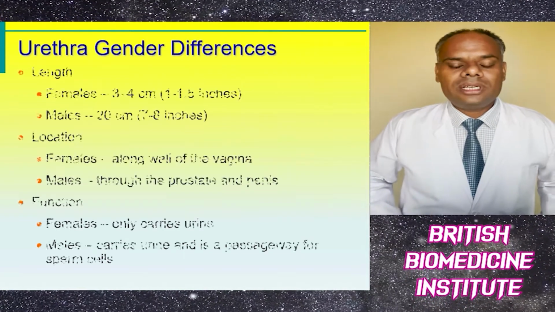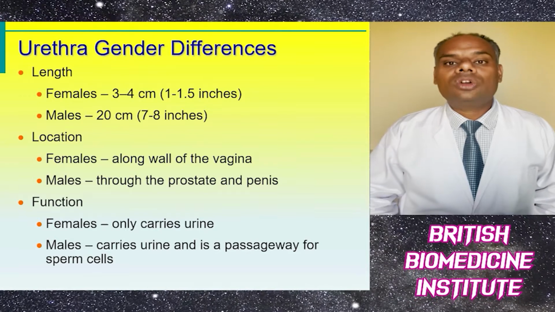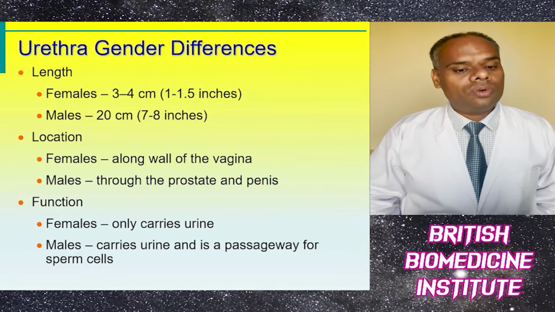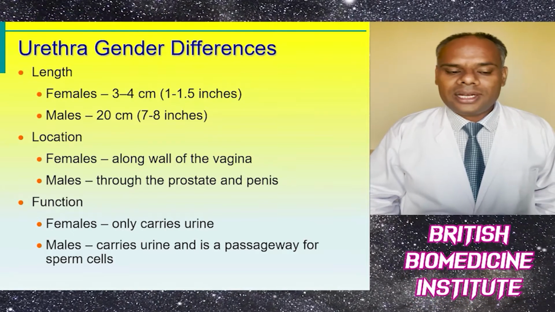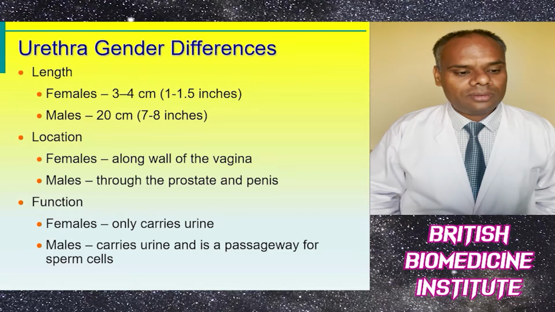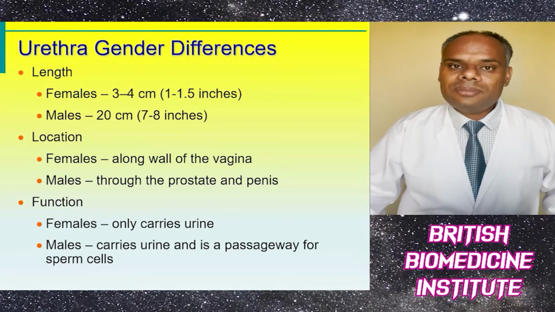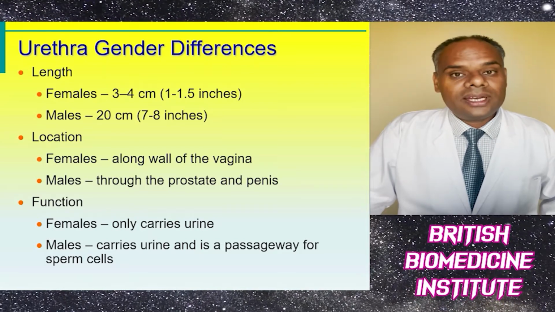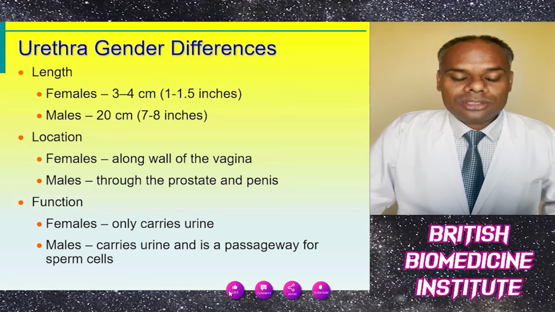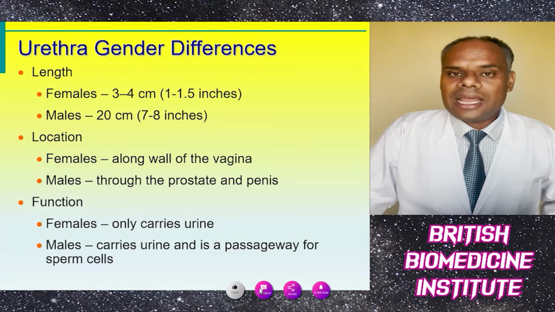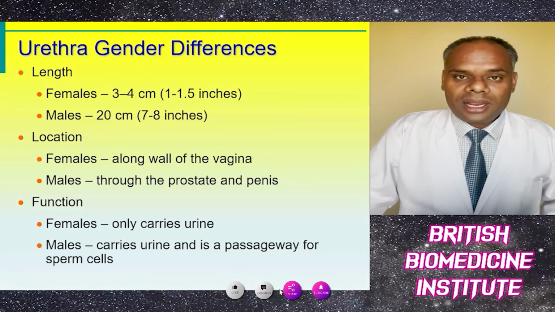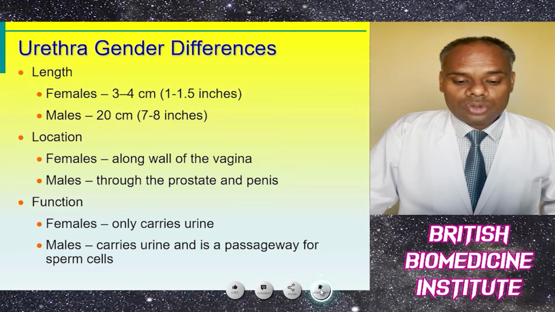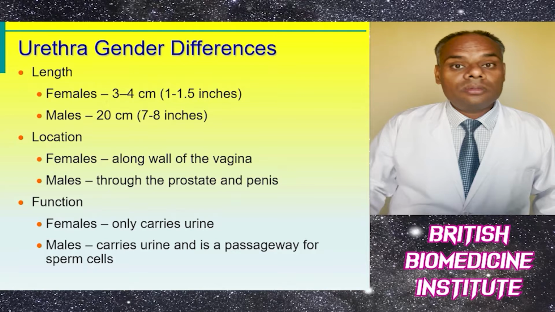The urethra varies in size according to gender. In females the length is 3 to 4 centimeters, and in males it is 20 centimeters. In females it is located in the anterior wall of the vagina, whereas in males it passes through the prostate and penis. In females the main function is to carry urine, and in males it carries urine and is a passageway for sperm cells.